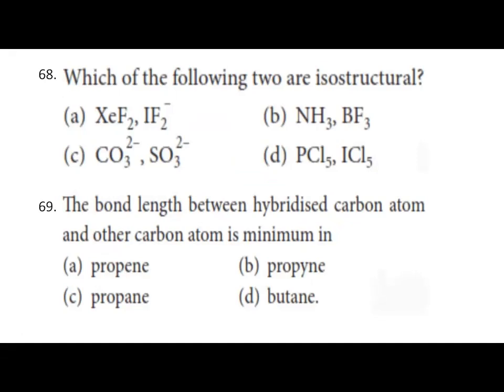One is pyramidal, another one is trigonal planar. Similarly, we have seen SO3 2 minus just now. What geometry does it have? We have seen it is somewhat seesaw shape, and carbonate has sp3 tetrahedral geometry. PCl5 is trigonal bipyramidal, ICl5 is T shape.